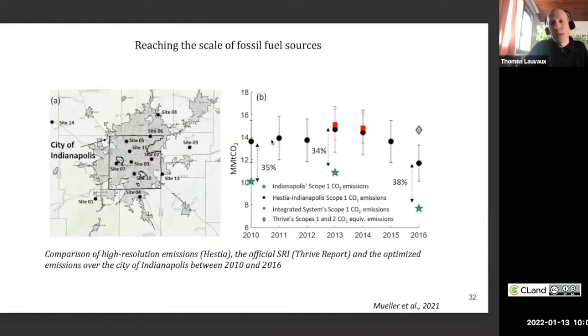Well, if you take the inventory from the city, you get these green stars, quite low, about 35% lower than the high resolution inventories we developed. The inversions, only available for 2 years at this point, agreed pretty well with the high resolution inventories. I'm not going to go deeper into details, but we seem to agree quite well on the annual totals. So we confirmed the fact that yes, Indianapolis, as many other cities across the US, underestimated their emissions.